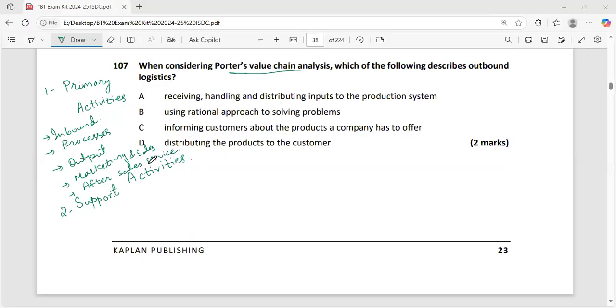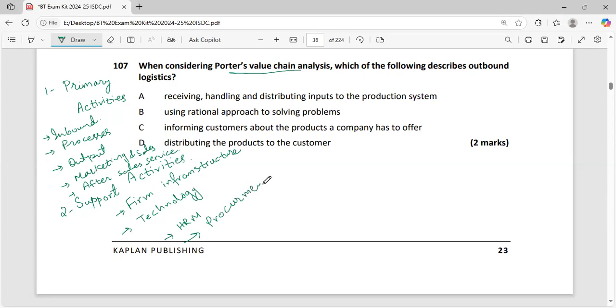Then we have support activities, and what are support activities? They start from firm infrastructure. Firm infrastructure means the structure of the organization to manage its operations or activities. Second one is the technology department. Then we have the human resource department and the procurement department. So these are the four support activities which contribute to primary activities so they can perform their operations.